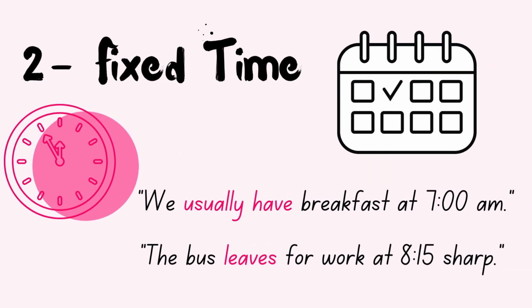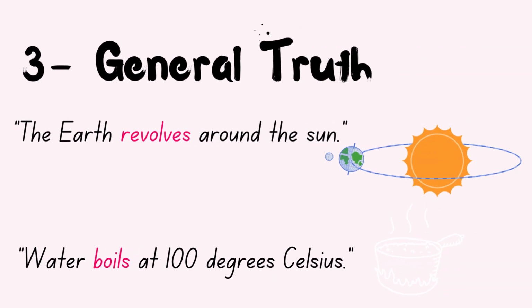2. Fixed time. For example, we usually have breakfast at 7 a.m. The bus leaves for work at 8:15 sharp. 3. General truth. For example, the earth revolves around the sun. Water boils at 100 degrees Celsius.